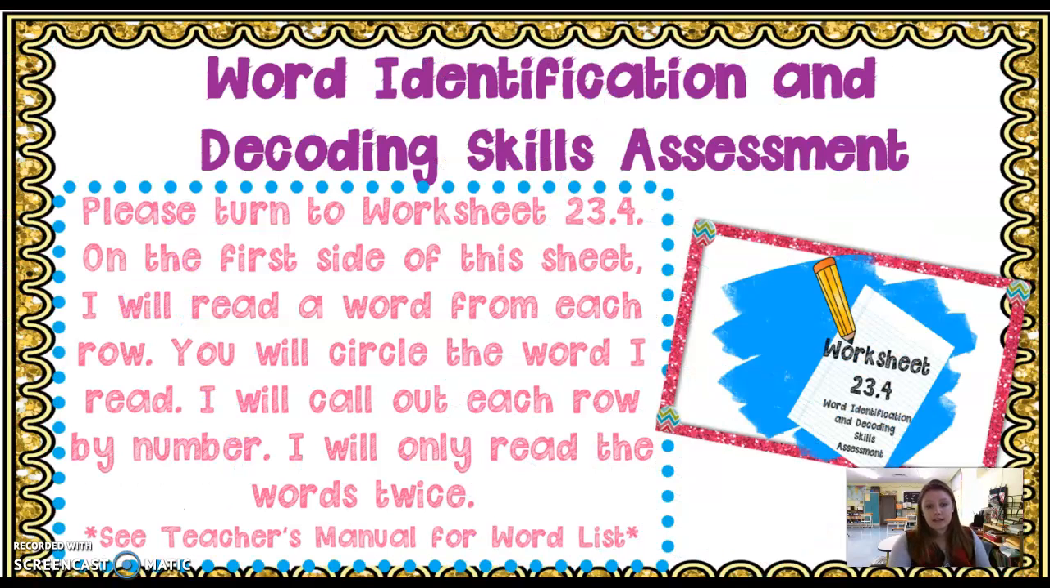For our word identification and decoding skills assessment, this is on your Google form beneath the video. What you're going to do is for the first 10 questions, you're going to circle the word that I say out loud. For questions 11 through 20, you are going to circle the word that has the same vowel sound as the word that I say. We'll do number 11 together when we get there. But as a reminder, for questions 1 through 10, you'll listen to the word that I say and select that word on your form. Let's get started.